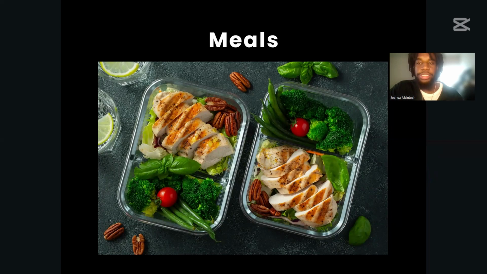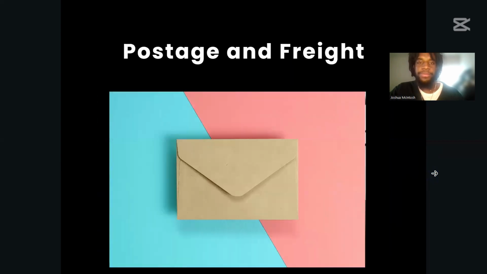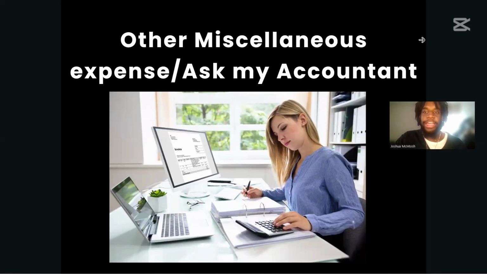Meals, it depends on the context of your business. For example, if you're a food truck, you can actually taste other people's food, and I've seen people categorize it as research and development. Or if you're a contractor and you're trying to close a deal and you're inviting your potential client out to dinner, you can categorize it as a business meal. Postage and freight, two things. If you're just going to the UPS store, I'll just categorize it as postage and freight. But if you're mailing out or shipping out a certain product to a customer, I'll actually put the postage and freight under my cost.